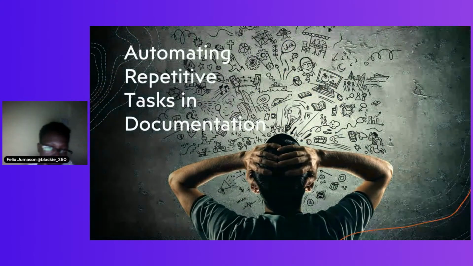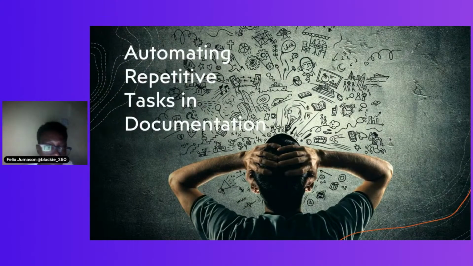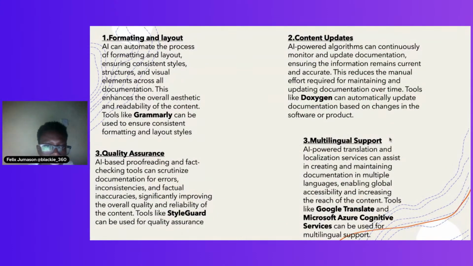I'd already talked about the repetitive tasks. On this slide, I will give some examples of AIs that can be used for specific things, such as formatting and layout. I believe we all use Grammarly. For me, I can't write an email, so I use Grammarly to draft an email. It will have a format and a layout.